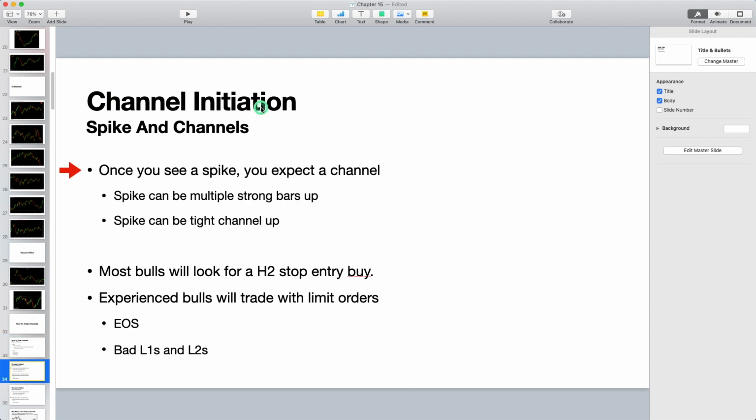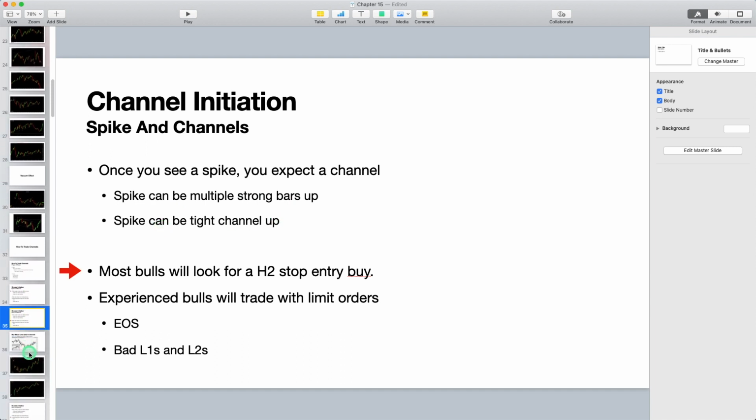So channel initiation. For spiking channels, once you see a spike, the probabilities are that you're going to get a channel. And so a spike can be multiple strong bars up, or it can be a very tight channel up. Those can often act as spikes. Most bulls should look for a high 2 stop entry buy or some kind of bull flag buy.